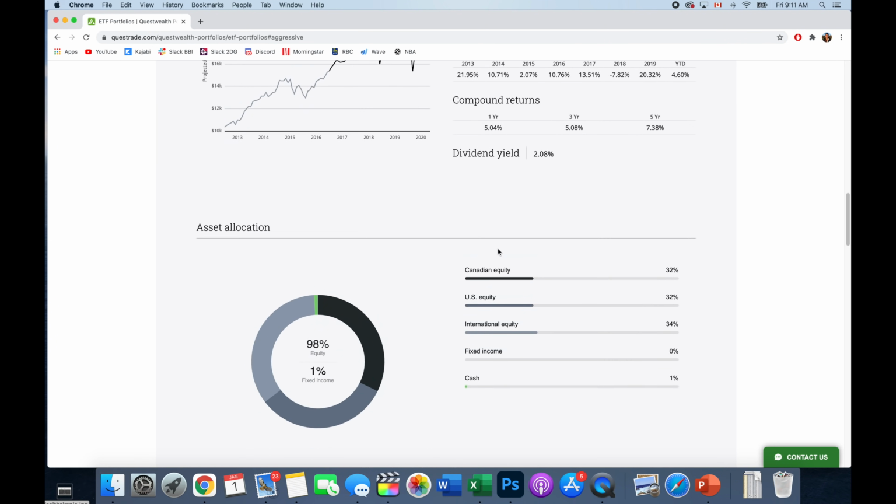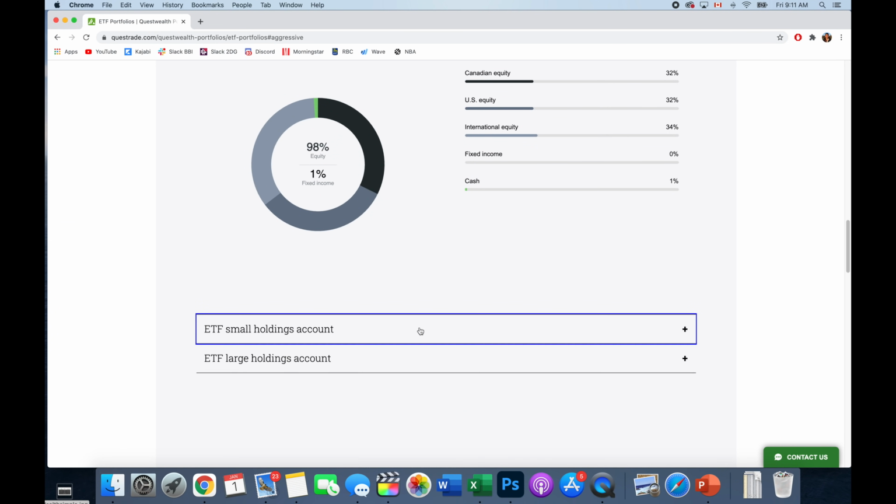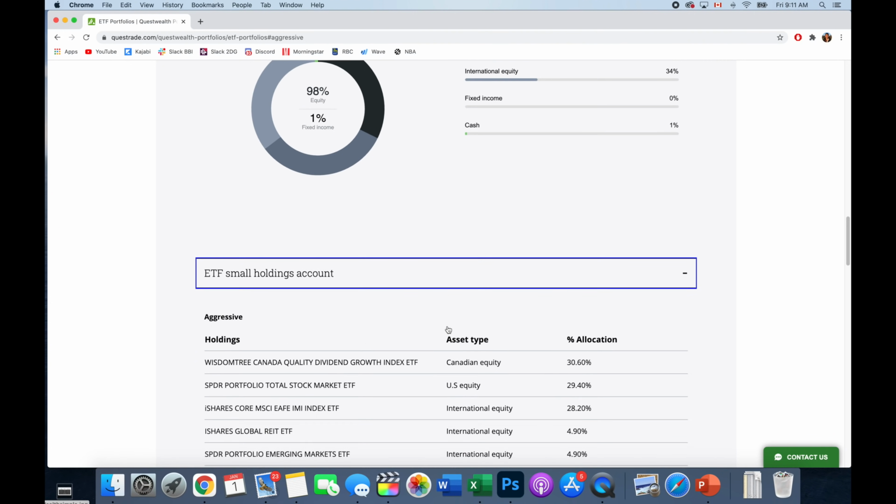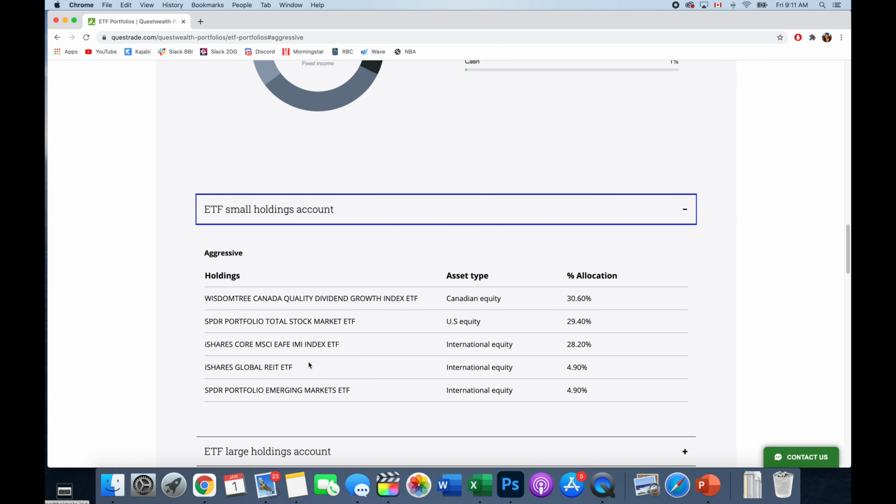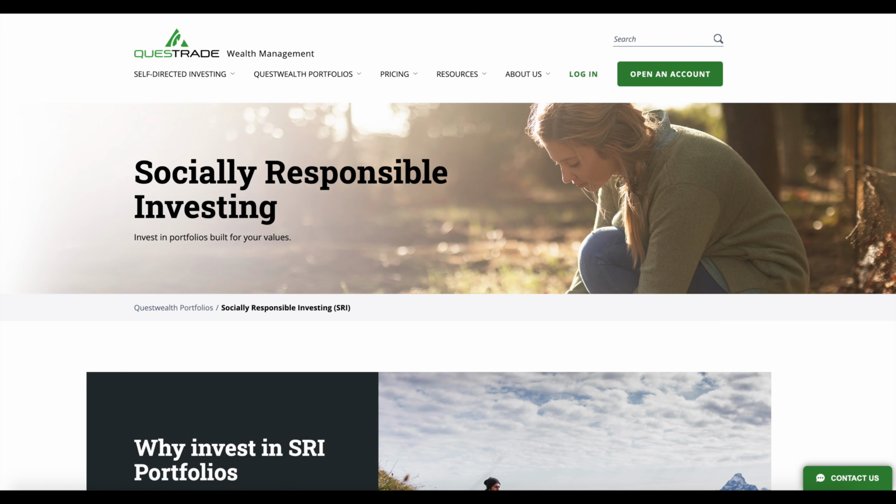As you can see by looking under the hood at the actual portfolios, Questwealth will build your portfolios by using primarily ETFs from iShares, WisdomTree, and Spider. So these are quite simply different providers of ETFs. They all kind of package up their own bundles, and these are the ones that Questrade opts to go with. They do also offer these options in a socially responsible investing manner. SRI is the term that you'll hear for this, which I know is a very popular option these days. I've also done a full video on SRI investing if that's something you're interested in.